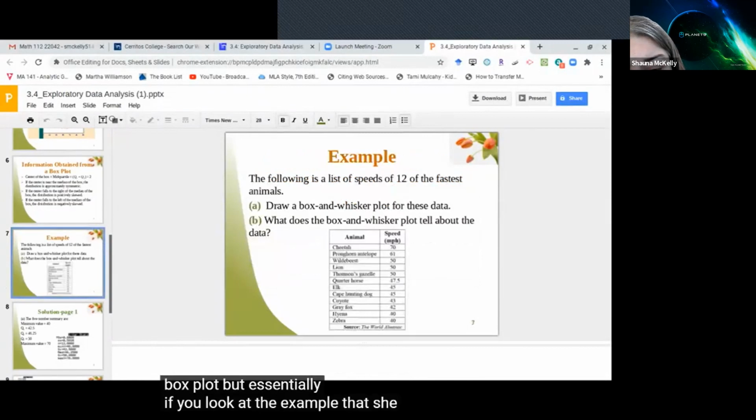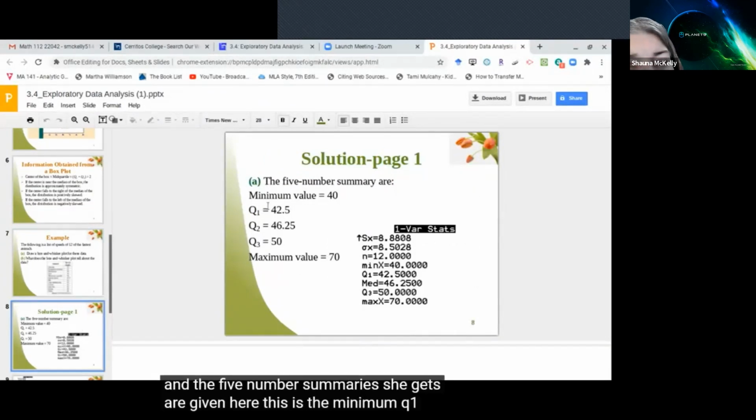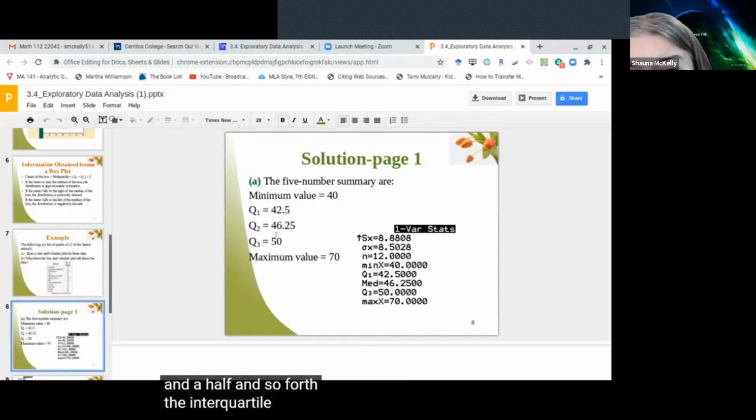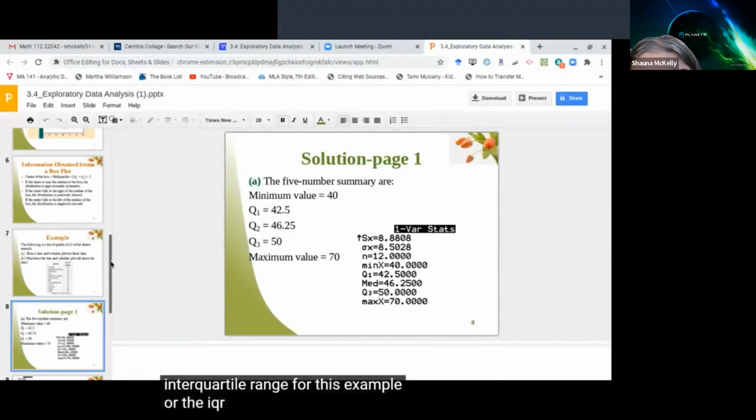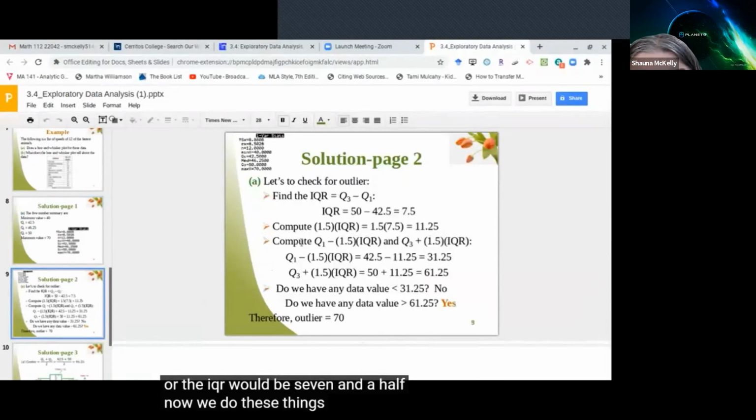But essentially, if you look at the example that she gave you, you have a bunch of raw data here, okay? And we're not going to draw the whole box and whisker plot because I don't think that was your question. Your question was, what do we do to find the interquartile range? So she does her calculator procedures, and the 5-number summary she gets is given here. This is the minimum, Q1 42.5, and so forth. The interquartile range is simply Q3 minus Q1, 50 minus 42.5, and that's 7.5. So the interquartile range for this example, or the IQR, would be 7.5.